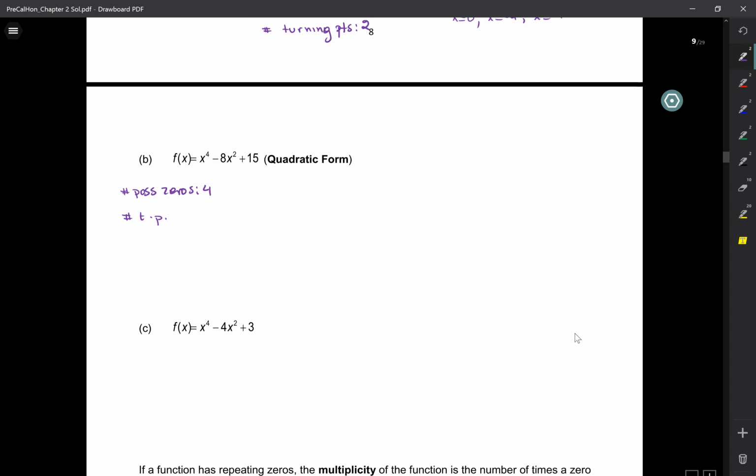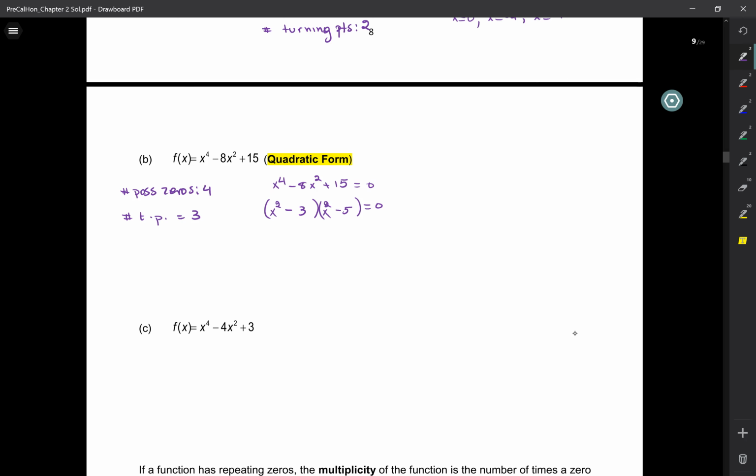Number of turning points, I'm going to abbreviate, is 3. Now we need to factor this. So I have x to the 4 minus 8x squared plus 15. And I've noted that this is going to factor in quadratic form, meaning once you set this equal to 0, we factor it this way. So instead of having x times x, now we're going to have x squared times x squared to make x to the 4. And now everything else is the same. Two numbers that add to negative 8 and multiply to 15 are going to be negative 3 and negative 5.